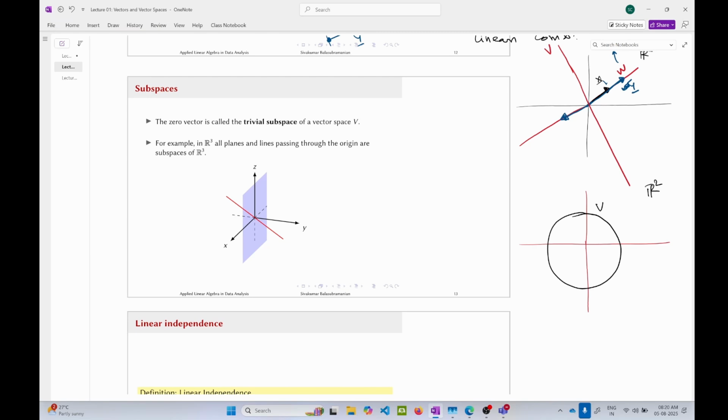I call this V. This is R2. Circle of radius 1. Now I ask you, is it a subset of R2? It is a subset of R2. The elements of V are all in R2, so it's a subset of R2. Is this a subspace of R2? No, right.